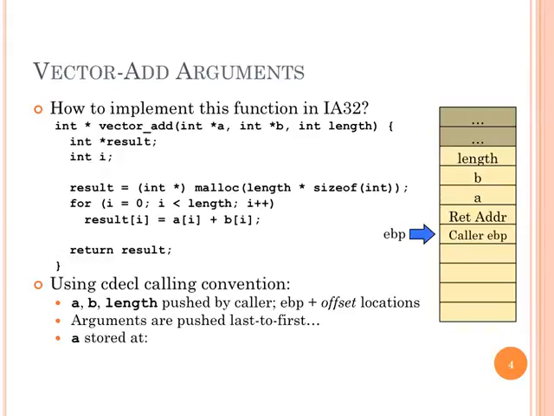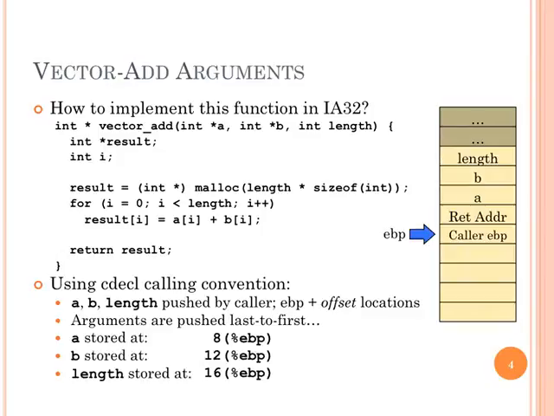And so A is going to be stored at what? Well, it's pretty obvious. Just keep in mind we're on 32 bits. Even though we may be on a 64-bit machine, we're still doing 32-bit programming. Each one of these values is 4 bytes, so A is at 8 EBP. B is stored at 12 EBP, and length is stored at 16 EBP.